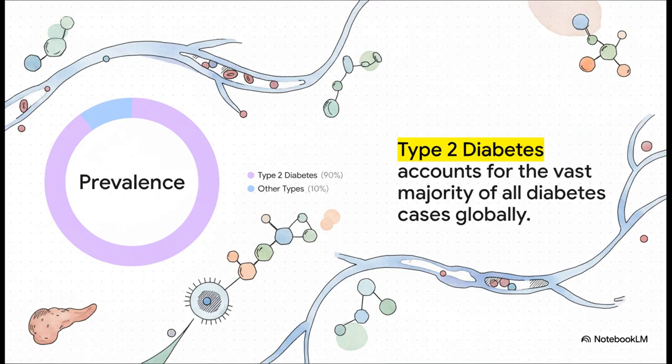Now, this is so important to understand. When most people say diabetes, they're really talking about type 2. As you can see here, it makes up a whopping 90% of all cases. It's completely different from, say, type 1 diabetes, which is an autoimmune condition.